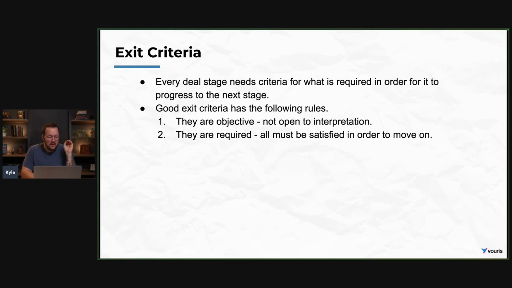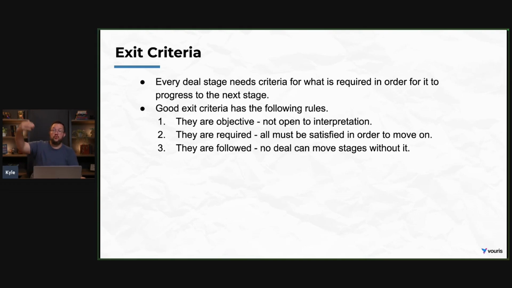All right, number 2, they are required. All must be satisfied in order to move on. A little asterisk here for the optional ones. It would be, if required, then it's required to be done before it gets moved on. If it wasn't an option that they had, then you get the idea. Then, they are followed. No deal can move stages without it. It's really, really important. I hate stage skipping, by the way.